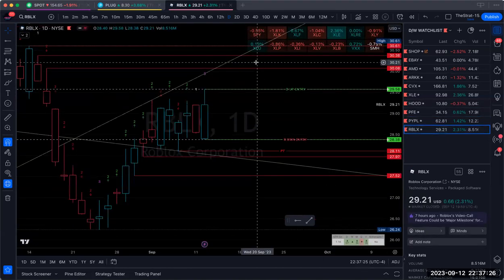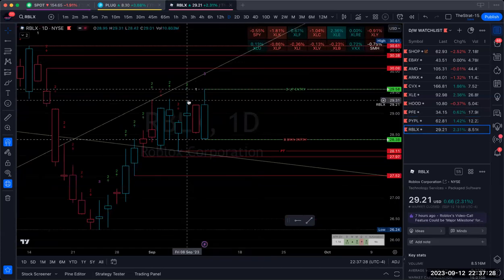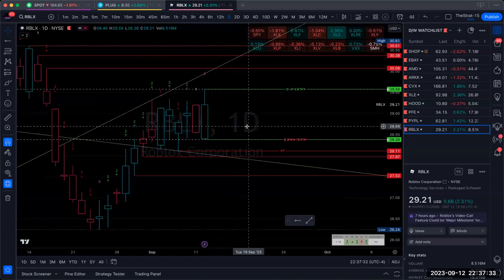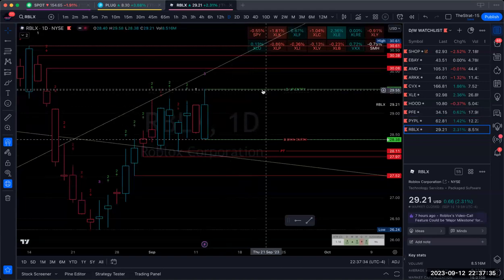Another 3 setup on RBLX. There's a 3-1 Nirvana. I like those. We're looking for a 3-2 up, right? So the entry would be 29.58 to 30.08, and then 30.38, and then 30.61, right?